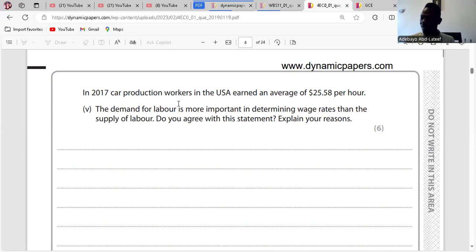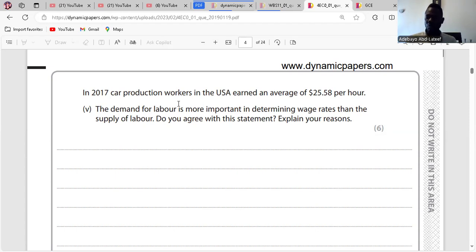Three, wages are likely to be high if there is increasing demand for your products. To ensure that the product continues to be produced, workers are needed to produce it. So firms will need to pay more wages because the demand for labor will increase. And when the demand for labor increases, the wage rate will also increase. That is for demand for labor.